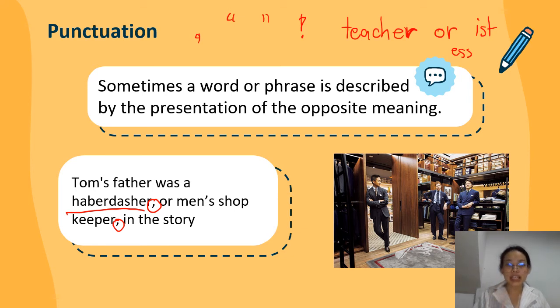So it's easy if you can see the punctuation, because it's described within the punctuation: men's shopkeeper. So we will know that a haberdasher is a men's shopkeeper, the person who keeps the shop, who takes care of the shop, who works in the shop. So we know that for haberdasher, the meaning is in between the punctuation.